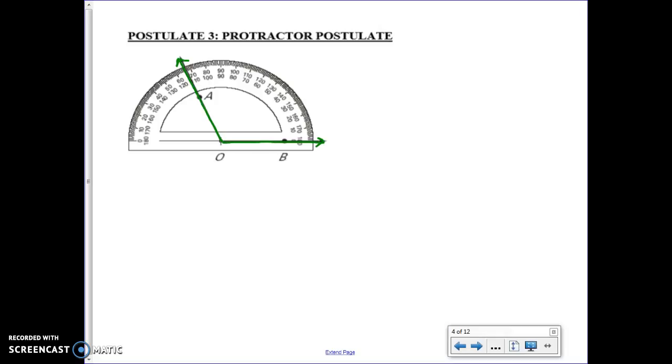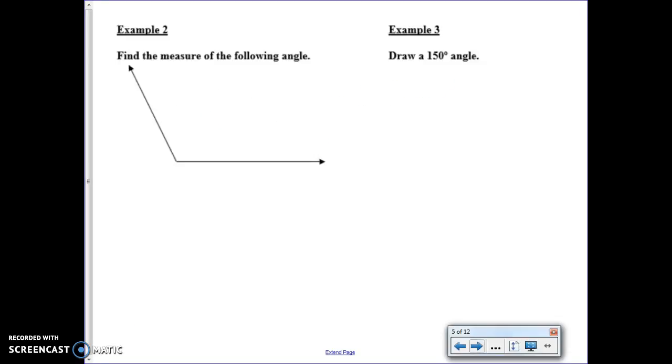Now, since this side over here is the beginning, here's our 0, so we are going to use the bottom set of numbers. So if I look to the bottom, I'm somewhere between 110 and 120 degrees. And if you look very closely, it looks like this one is at about 113 degrees. So the measure of angle AOB is 113 degrees. Just like we don't put the bar on top when we're measuring line segments, we put this M there to show the measure.